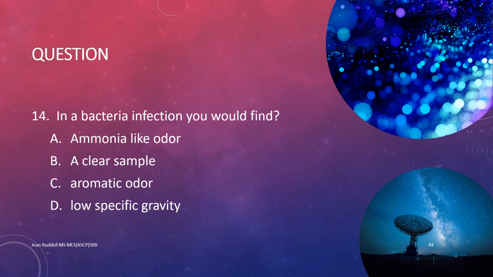Question 14. In a bacterial infection, what would you find? A, an ammonia-like odor. B, a clear sample. C, aromatic odor. D, low specific gravity. The answer is A, ammonia-like odor.